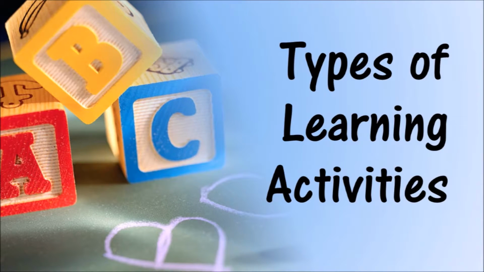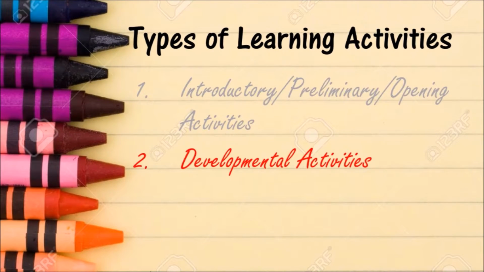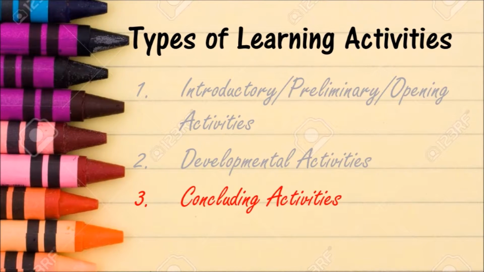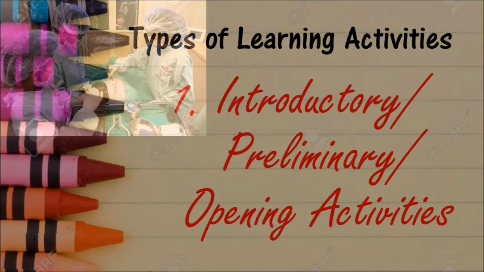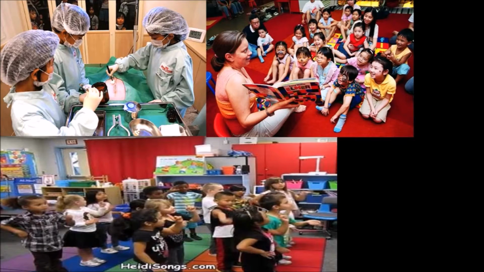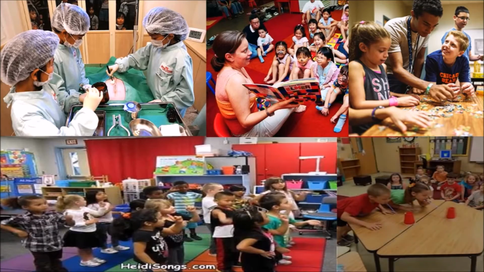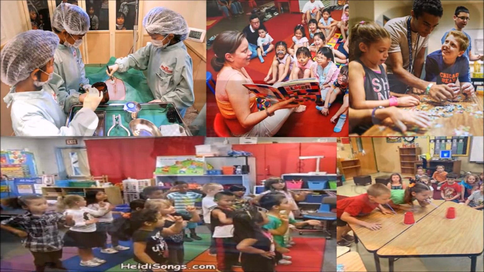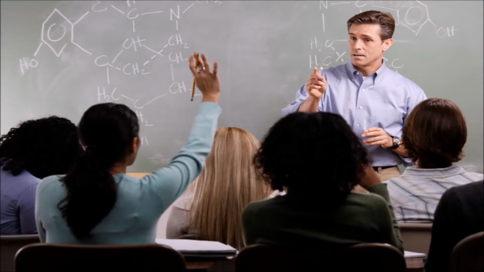Types of learning activities include introductory or preliminary or opening activities, developmental activities, and concluding activities. Number 1. Introductory activities. These are activities usually done at the start of the year or at the start of every lesson. These activities are supposed to serve as starters or as unfreezing activities to make the students feel at ease, to motivate them to participate, and to set the tone of the day. Opening activities serve as a launching for today's lesson.